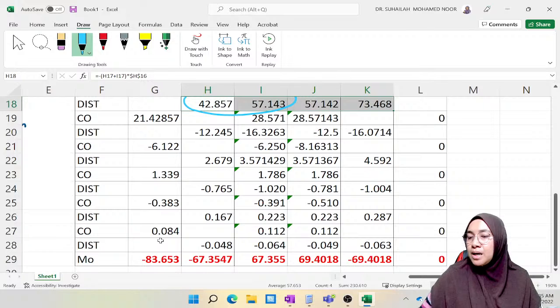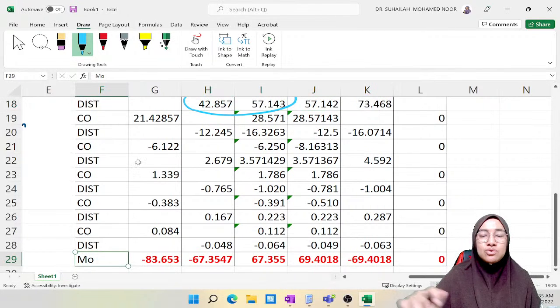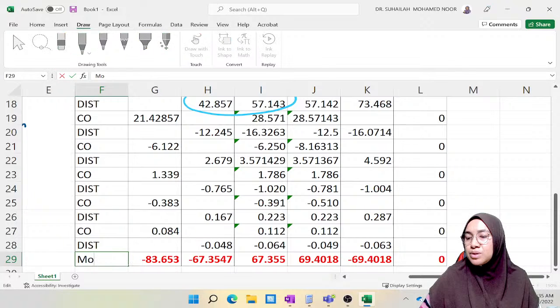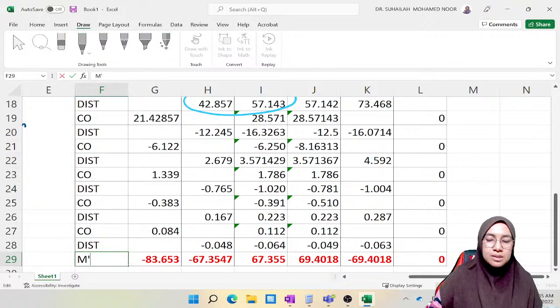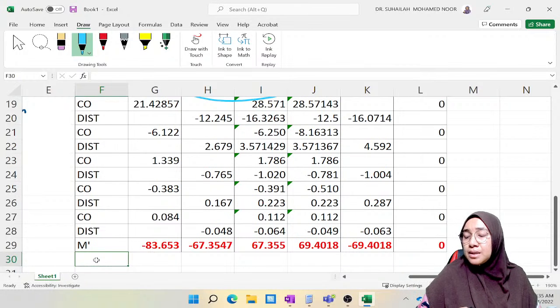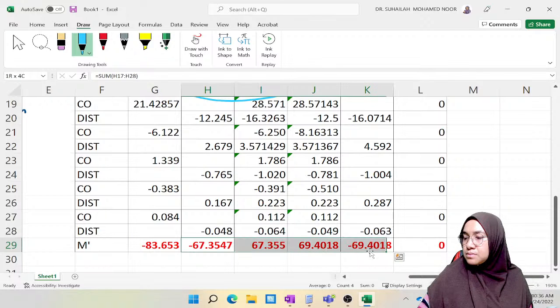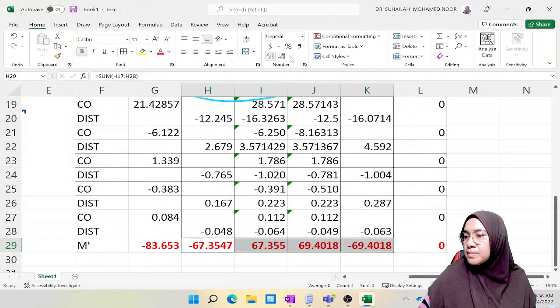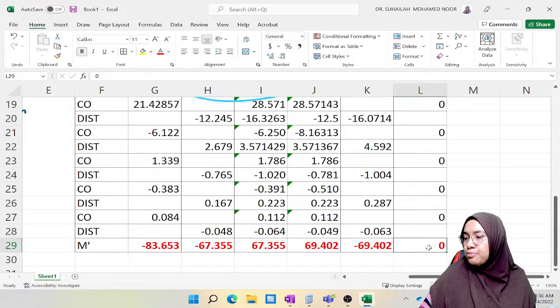Okay, and this is M prime. This is not M naught anymore. This is table number 2, so this is M prime for table number 2. It is negative 83.8653, and then negative 67 and positive 67. Three decimal places. Okay, I will copy this and put it in the OneNote.